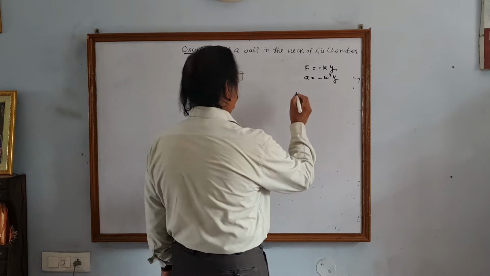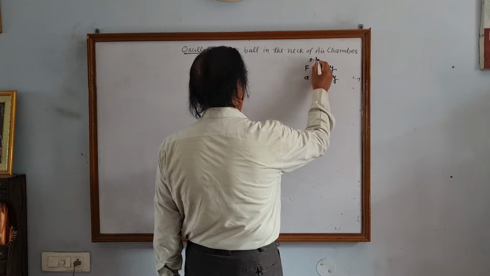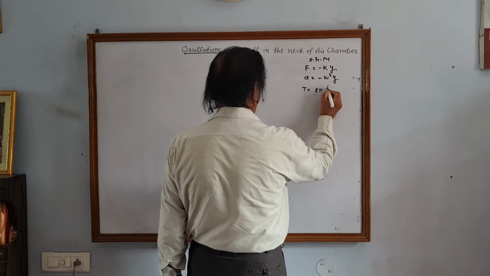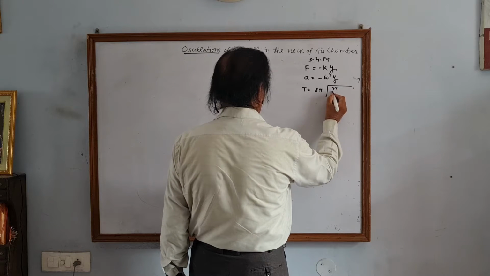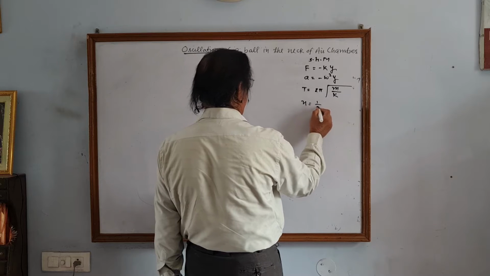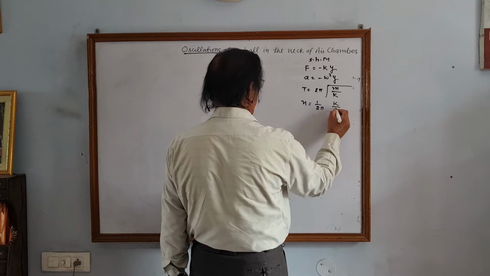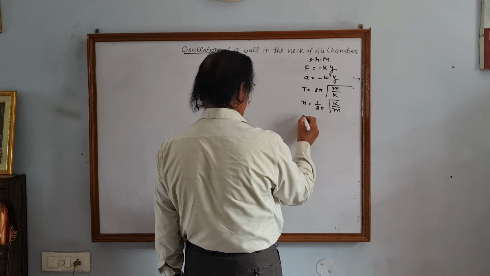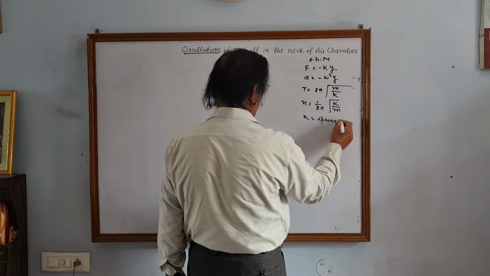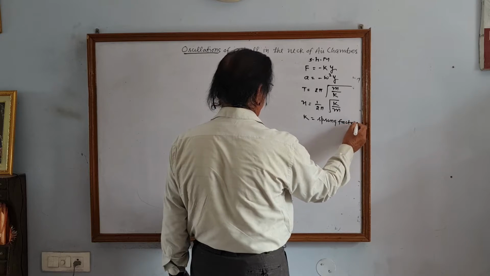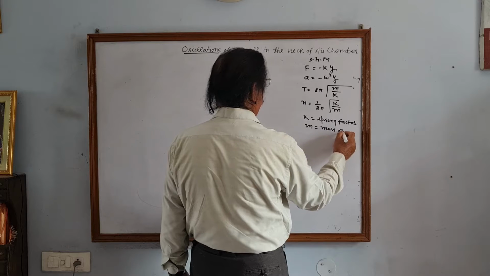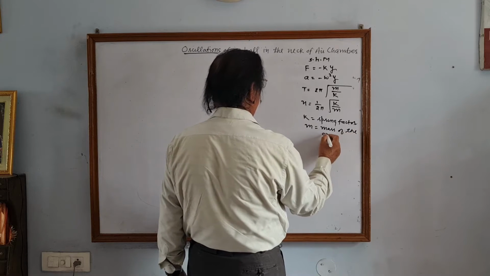Then for simple harmonic motion, time period is 2 pi under root m by k, frequency is 1 over 2 pi under root k by m. K is spring factor and m is mass of the oscillator.